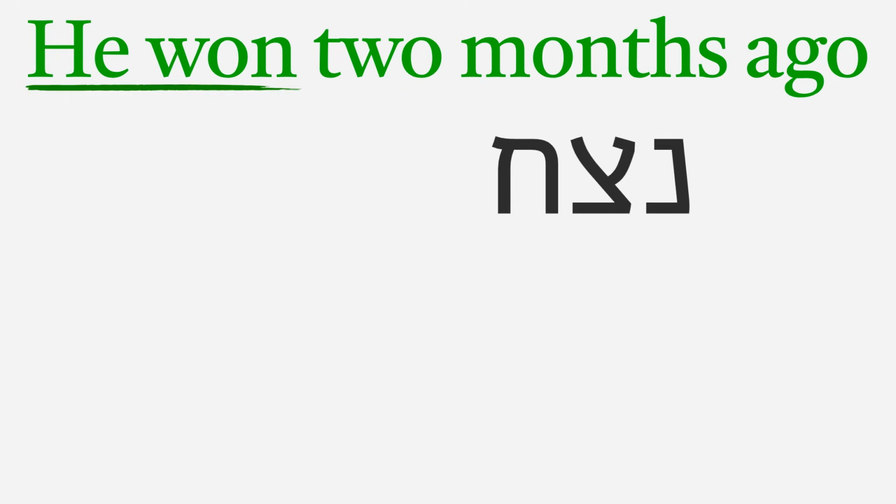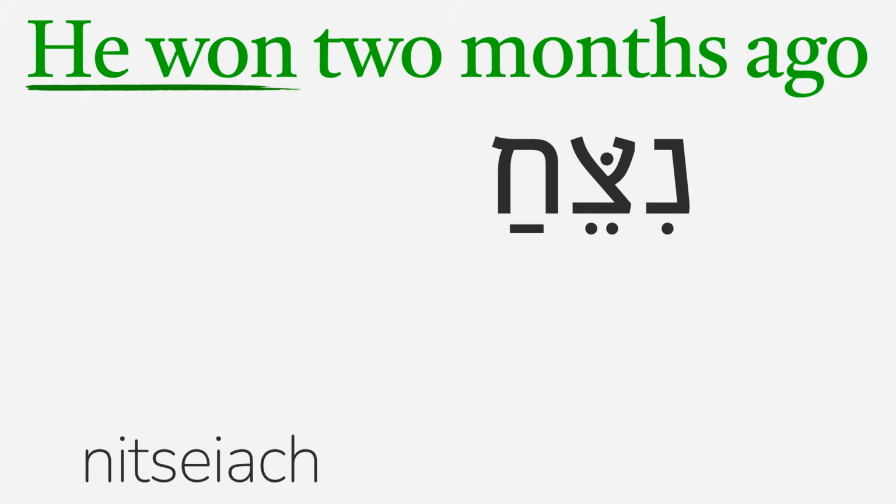Let's say he won 2 months ago. The verb he won will be the hu form of the piel past tense from the root nun tsadi chet. This verb form puts a hirik under the first root letter, and a tsere on the second root letter. If the root ends with ein or het, this form of the past tense will put a patach under that letter. So the verb he won is nitseach.